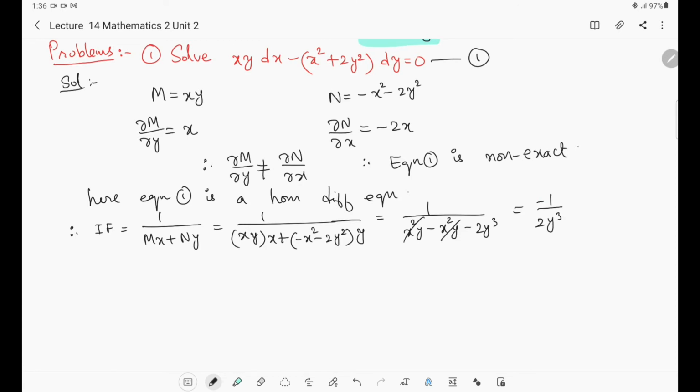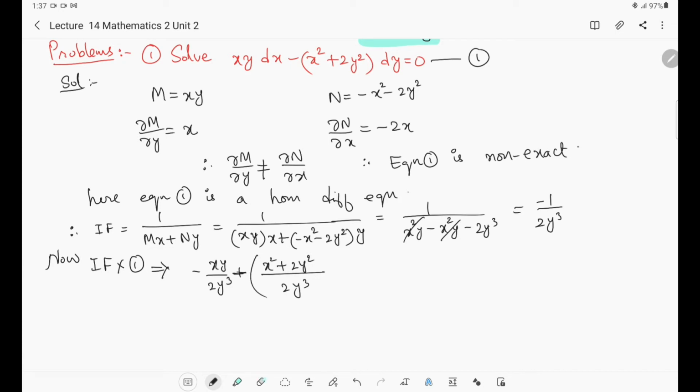Once we get the integrating factor, what we have to do? We have to multiply the integrating factor into the given equation. So what we will get? Let us see. xy as it is, then minus 1 by 2y cube. So minus 1 by 2y cube minus, and this minus will become plus, right? This will become plus because this minus and this minus will become plus. So 1 by 2y cube. So what we will get here? x square plus 2y square by 2y cube.